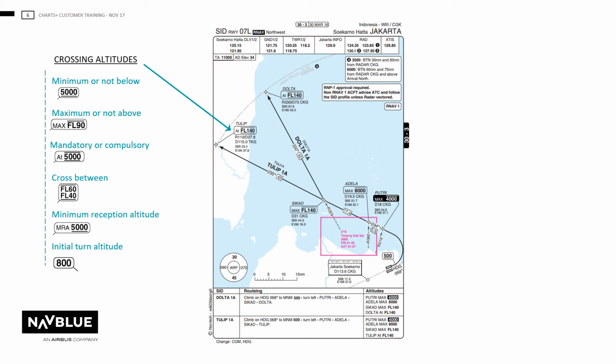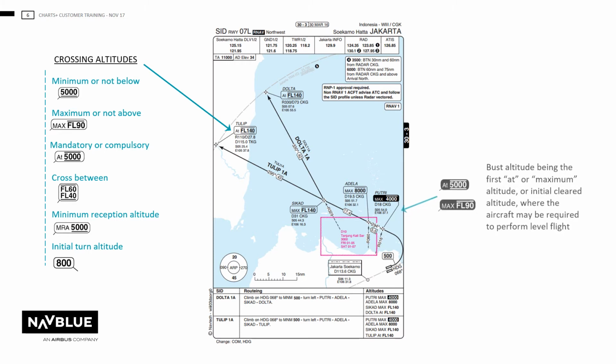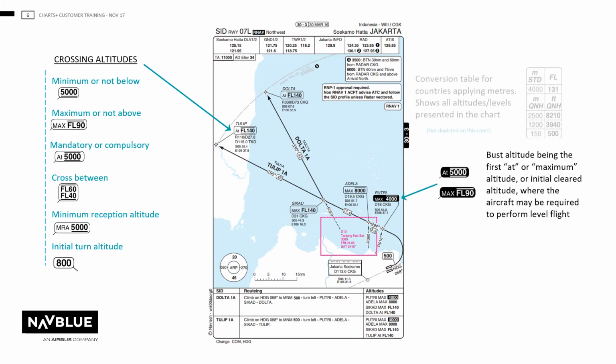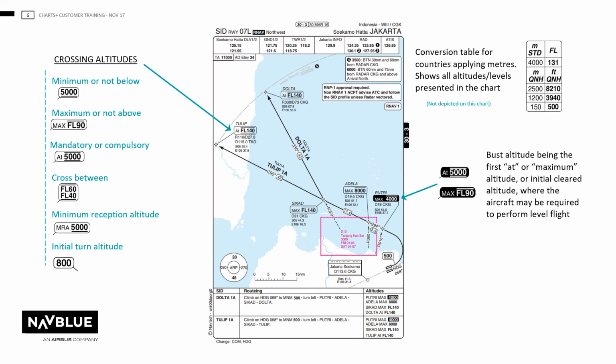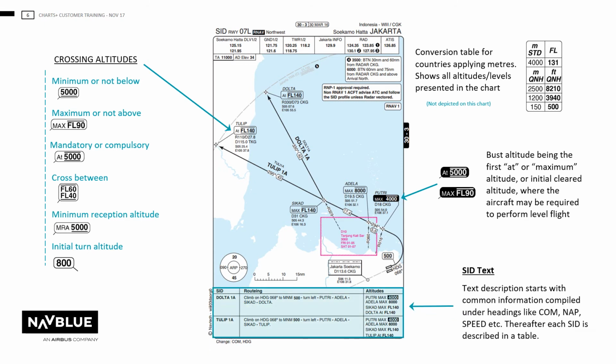Nav Blue will show the exact values of altitudes when published by the state. Please familiarise yourself with the presentation of altitudes. The SID text contains detailed routing for your required SID, identifying any speeds or altitudes on each waypoint. The text description will be produced only if it is published officially.